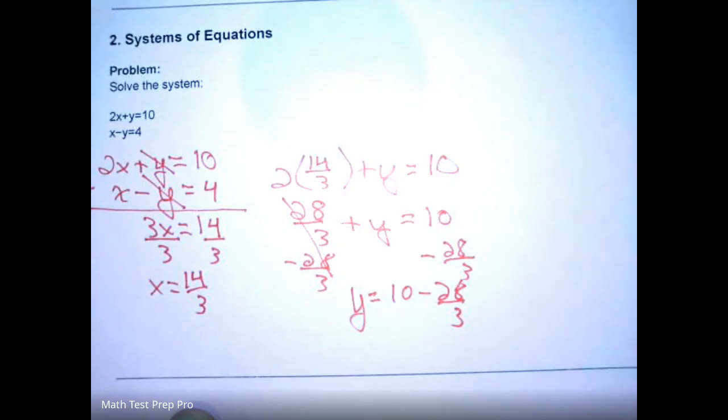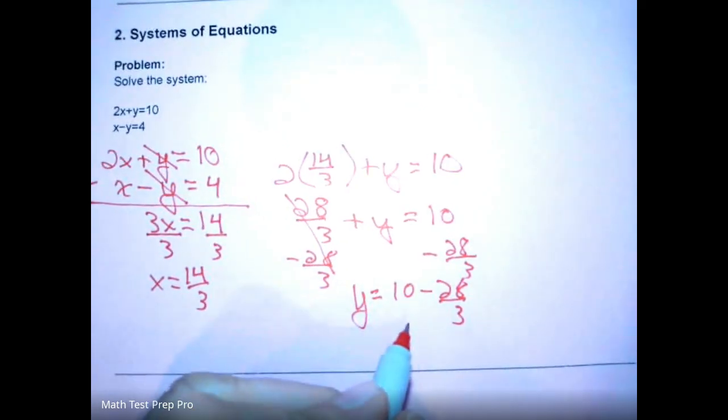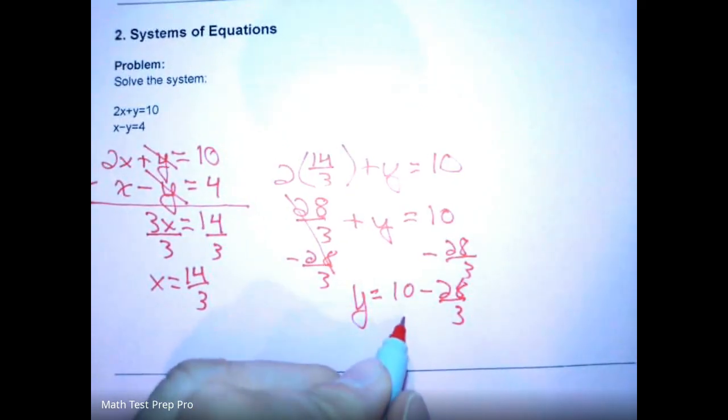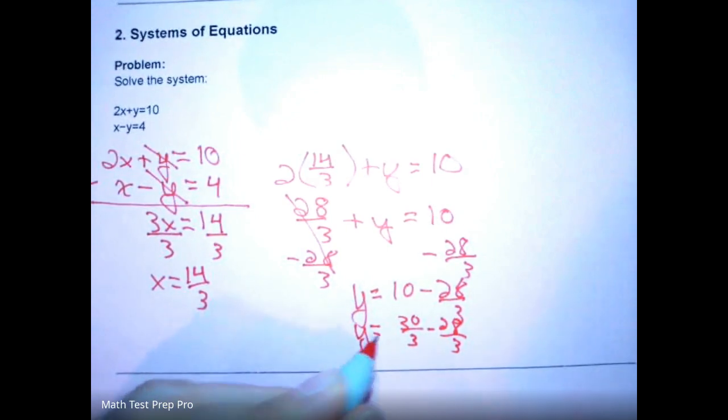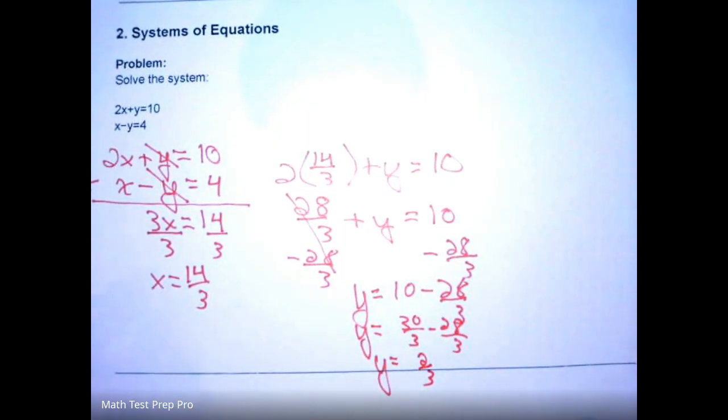So for the equivalency, it's going to have to be the same denominator. So it has to be 30 over 3, which is 10, minus 28 over 3. So y equals 30 minus 28 is 2/3. So we solved the system. So for here, x equals 14 over 3, y equals 2/3.